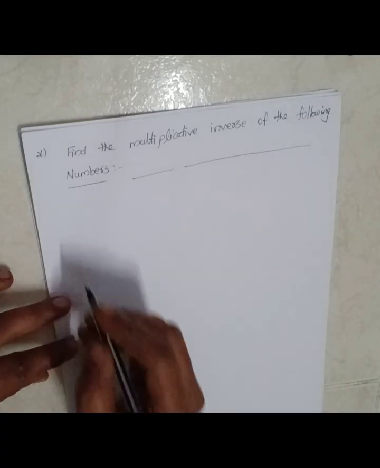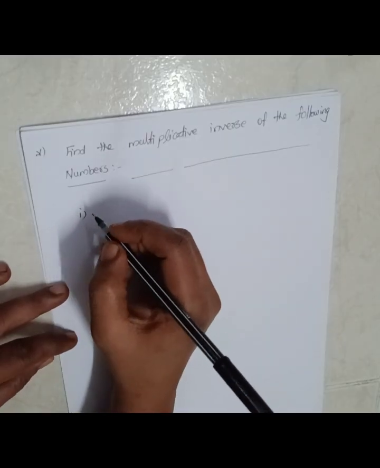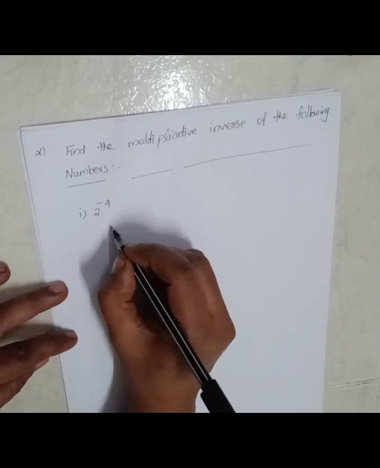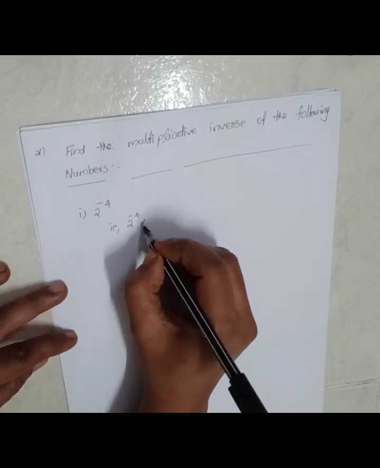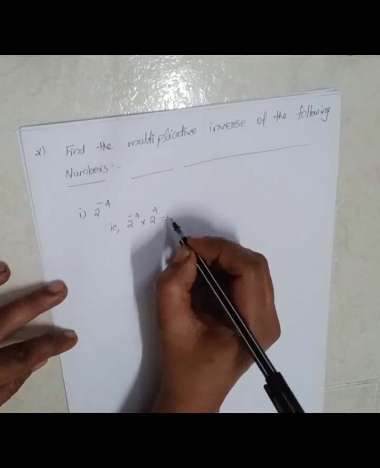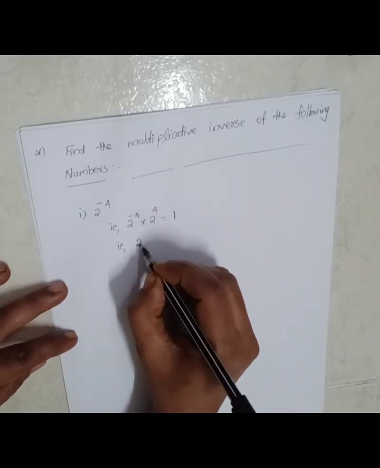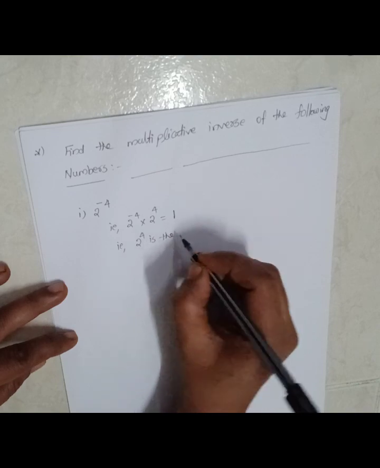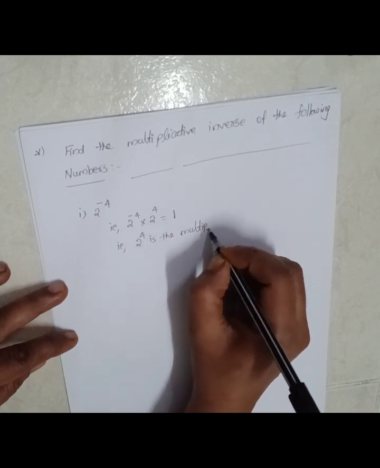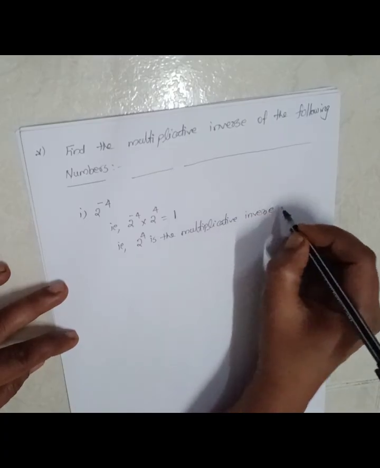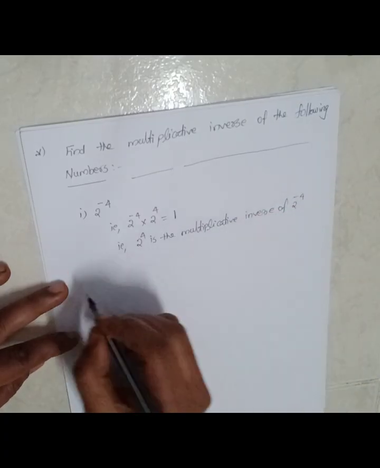Next, find the multiplicative inverse of the following numbers. First question, find the multiplicative inverse of 2 raised to minus 4. That is 2 raised to minus 4 into 2 raised to 4 is equal to 1. Here 2 raised to 4 is the multiplicative inverse of 2 raised to minus 4.